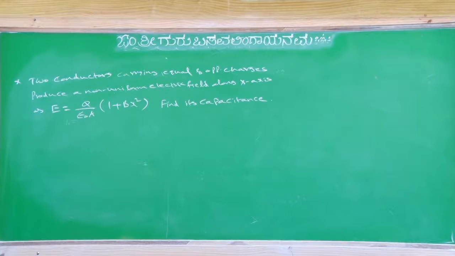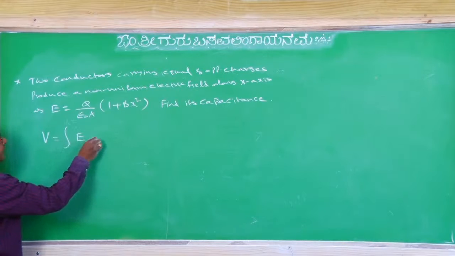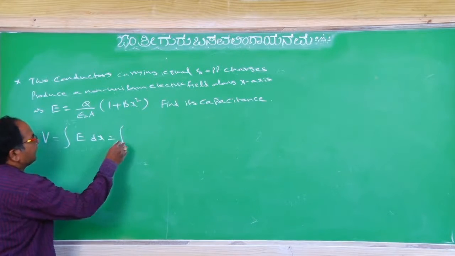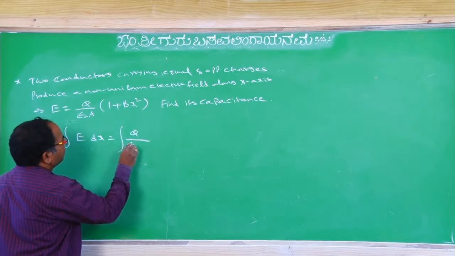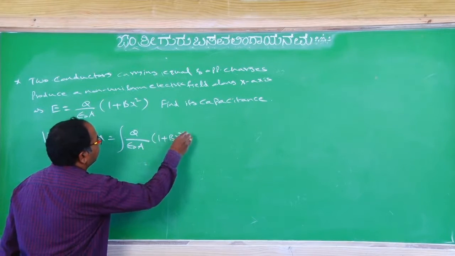We want to find out the capacitance. Capacitance C is equal to what? Q by V. So by using this we want to find out V. If the electric field is given, V is equal to what? Tell? Integral E dx. So here integral E is Q by epsilon naught A into 1 plus Bx square dx.